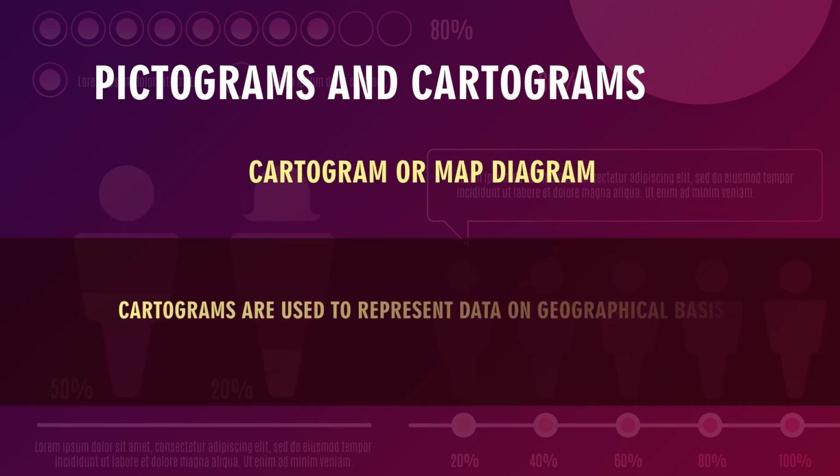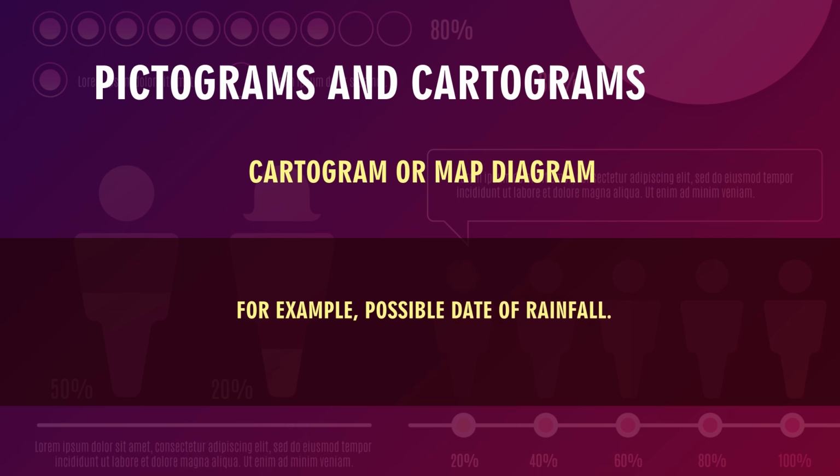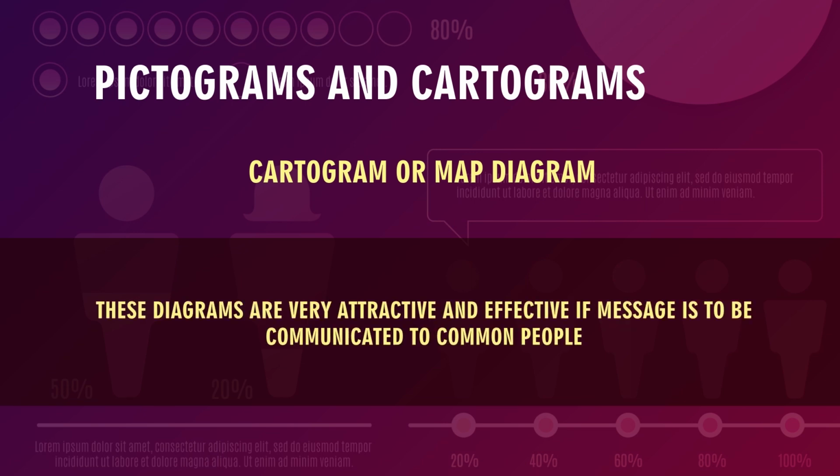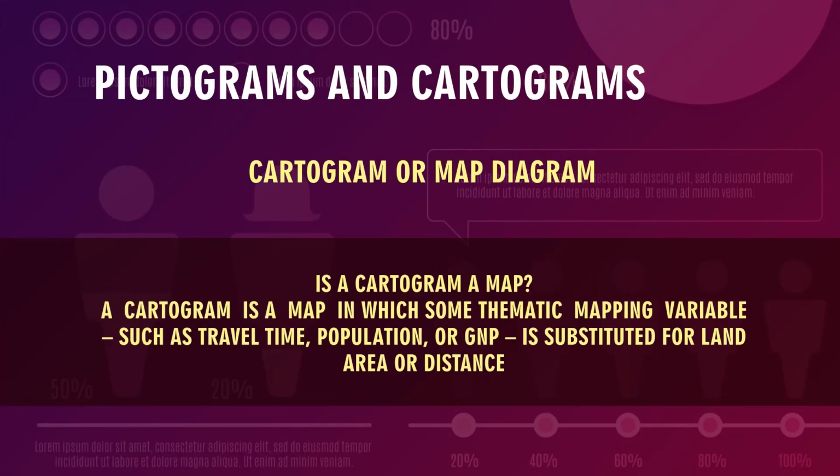So when you are going to talk about cartograms or map diagrams, cartograms are used to represent data on a geographical basis. For example, data of rainfall, and these diagrams are very attractive and effective. If a message is to be communicated to common people, I think a cartogram is the best way of doing it. Cartogram is quite useful for mapping, and a cartogram is a map in which some thematic mapping variable such as travel time or population is substituted for land area or distance.